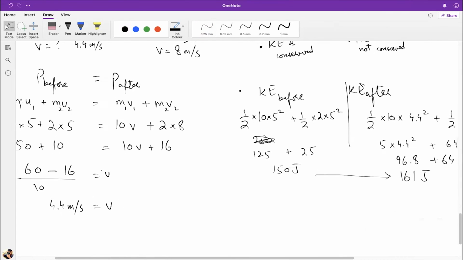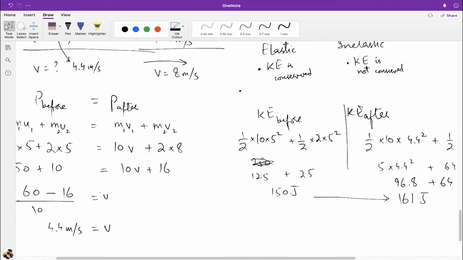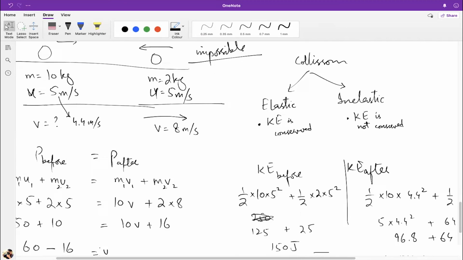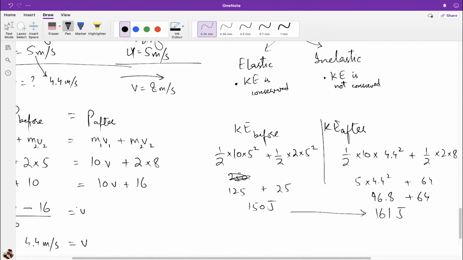Why? Because the kinetic energy can either remain 150 or be less than that. Yes, it could be that some of the 150 energy converts into heat, converts into sound, or overall things slow down. But this scenario, where this thing is moving at a speed of 4.4 after the collision and this is moving at 8 after the collision, is impossible. It cannot happen. Why not? Because final kinetic energy can either be what it was initially or it can be less than that.